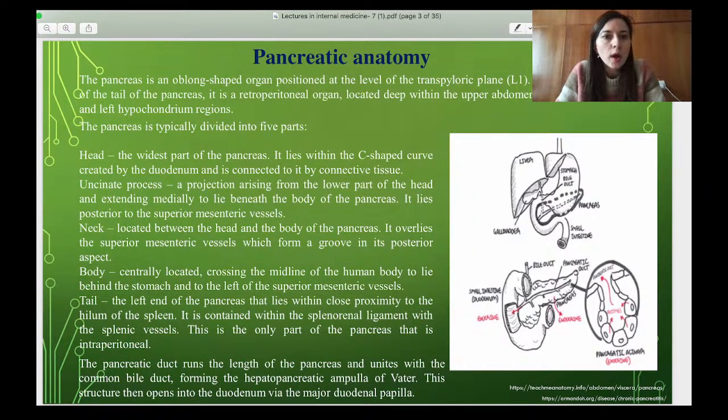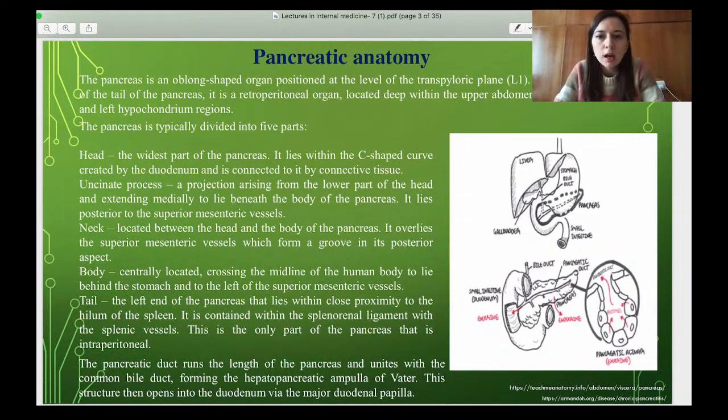Head, the widest part of the pancreas, lies within the C-shaped curve created by the duodenum and is connected to it by connective tissue. Next part, the uncinate process, a projection arising from the lower part of the head and extending medially to lie beneath the body of the pancreas. It lies posterior to the superior mesenteric vessels.